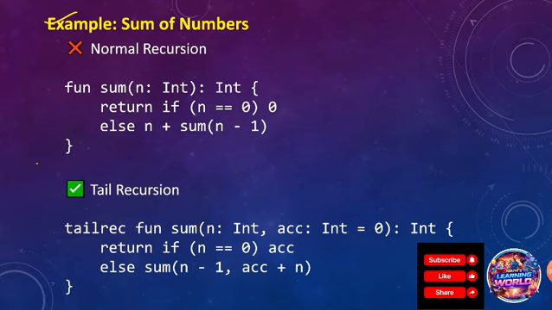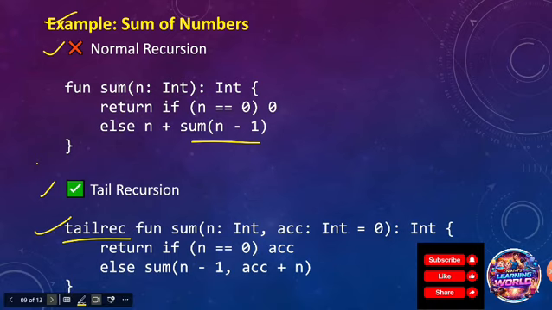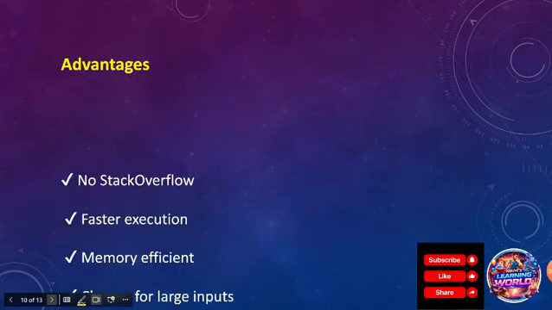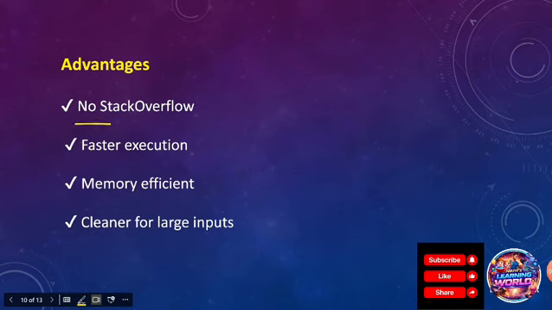Next, for example, you can see here the sum of numbers with normal and tail recursion. In normal recursion, the function returns an integer; if the number is not equal to 0, then in the else part it returns number plus sum of number minus 1. But in the tail recursive function, you can see it accumulates until number minus 1, with accumulator plus number. That is an example here.